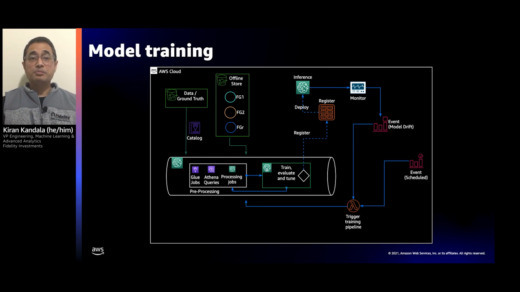After the model is deployed for the first time, we use various events to trigger the continuous training pipeline. Either based on an event generated because our model monitoring detects a model drift, or it could be a use case where you want certain models to be continuously trained on a scheduled basis, for example, weekly.